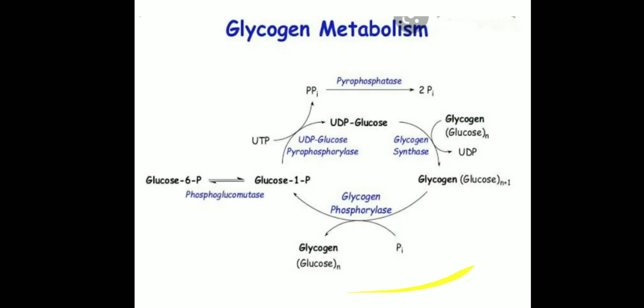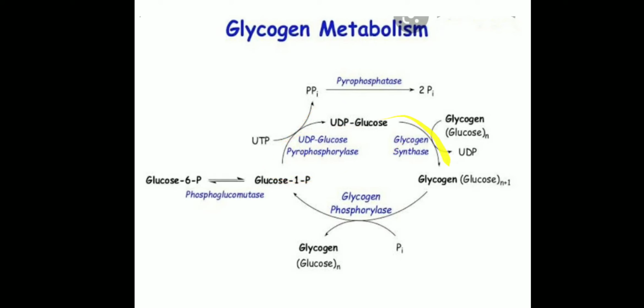Now the overall view of the glycogen metabolism. During the process of glycogenesis, first glucose is converted into glucose 6 phosphate in the presence of enzyme hexokinase. Then glucose 6 phosphate is converted into glucose 1 phosphate in the presence of enzyme phosphoglucomutase. Now UTP attaches to glucose 1 phosphate to form UDP glucose molecule in the presence of enzyme UDP glucose pyrophosphorylase.